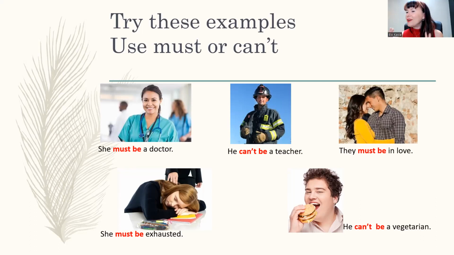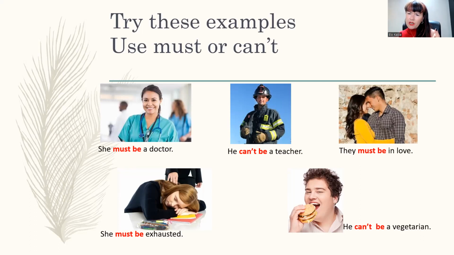They must be in love. Look at the way they look at each other. Yes, they must be in love. Yeah. She must be exhausted. Look at her. She's sleeping on her books. Yes, maybe she studied all night long. That's why she's exhausted. So she must be exhausted. He can't be a vegetarian. Yes. He's eating a burger, although mind you, now you have a lot of different options, veggie burgers and all that, but okay, let's not get into that. He can't be a vegetarian.